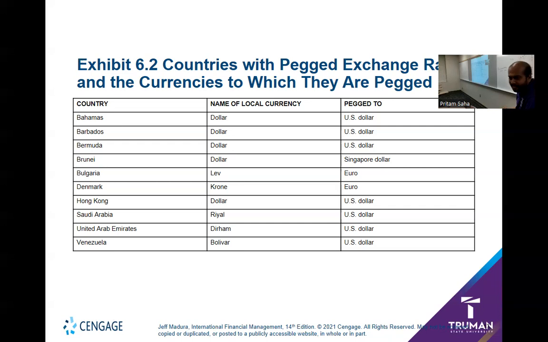Do you know if Venezuela is still pegged to the US currency? I don't think so. This is historical information, but I don't think so. That's a good question to check with Google, but I don't think they still do it. Anything else?